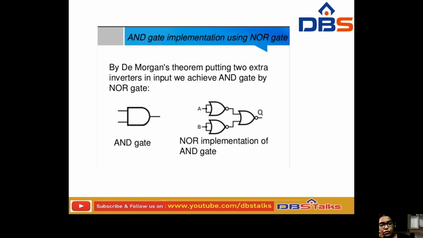Here, by De Morgan's theorem, putting two extra inverters at the input, we achieve the AND gate using the NOR gate. So this one is the AND gate, and this is the NOR implementation of the AND gate.